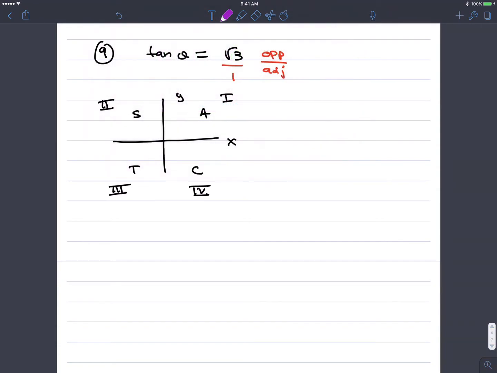Where is tangent positive? Quadrant 1 and quadrant what? 3. You okay with that? Okay. Now, we're really looking for the reference angle.